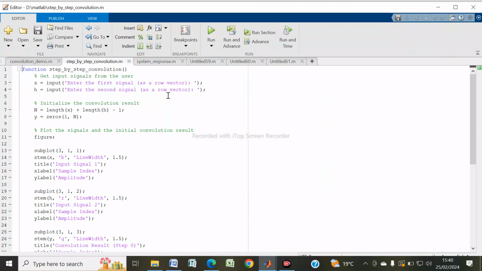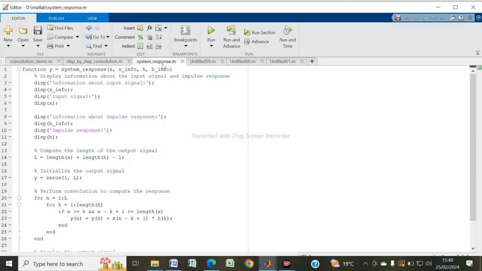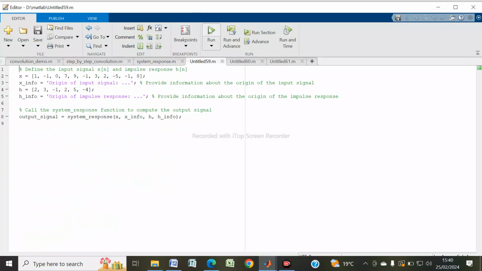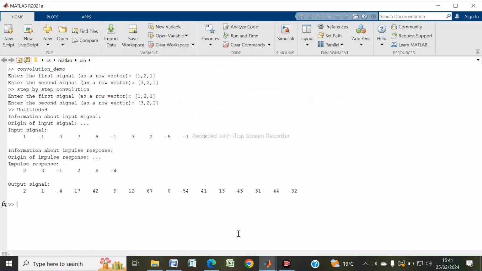Now we will move towards the third task in which we have to make a function to get the system response. I make a function of system response to display commands. I use display commands and then calculate the length and zeros, and then I use a for loop in the function, and to make it runnable I make the function call. So you can see that the input signal is this, its impulse response is this, and when we combine both of them the output signal is like that.